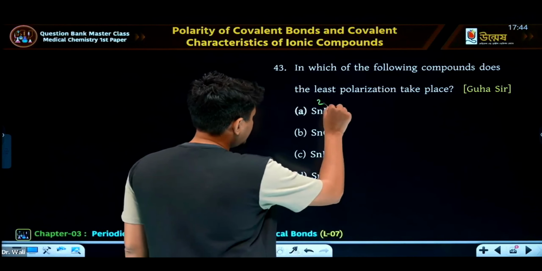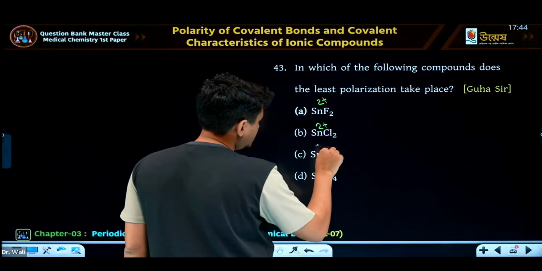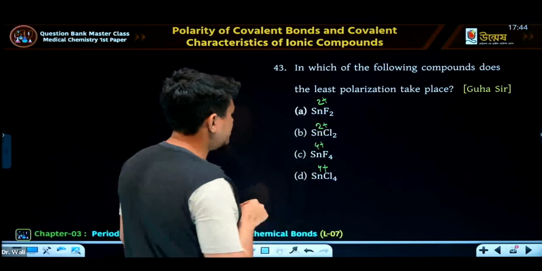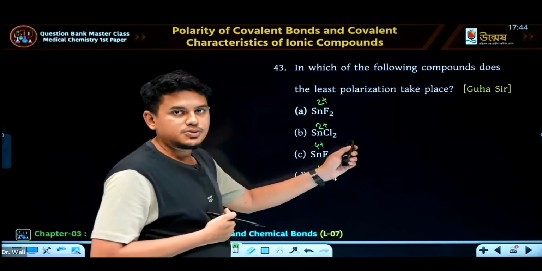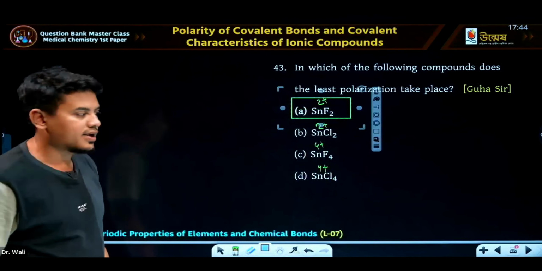In which of the following compounds does the least polarization take place? Least polarization will take place in the low charged version. Here we can see these are low charged, but this is high charged. So higher polarization will be there for C and D. Now between A and B, which one will be the correct answer? The anion gets larger in option B, so it tends to be more polarized than the fluoride. The answer will be A here. Why? Because it will show least polarization.